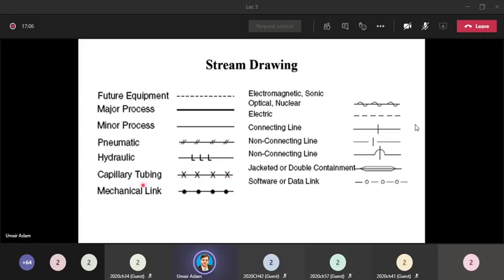If we have some mechanical link, like in a pump, in a motor, there will always be a mechanical link. A shaft will be there which will be connected to something. So that mechanical link is represented by this stream drawing.